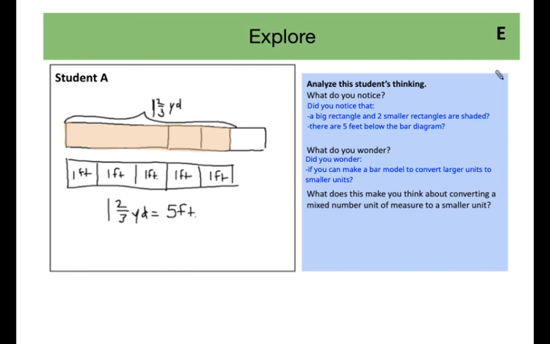And what does this make you think about converting a mixed number or unit of measure to a smaller unit? Does this make you think that the number for the smaller unit will be greater than the number for the larger unit? So you'll notice here, this yards is the bigger unit, right? Yards is bigger than feet, but you'll notice that our number is changing, right? It's going from a smaller number to a bigger number.